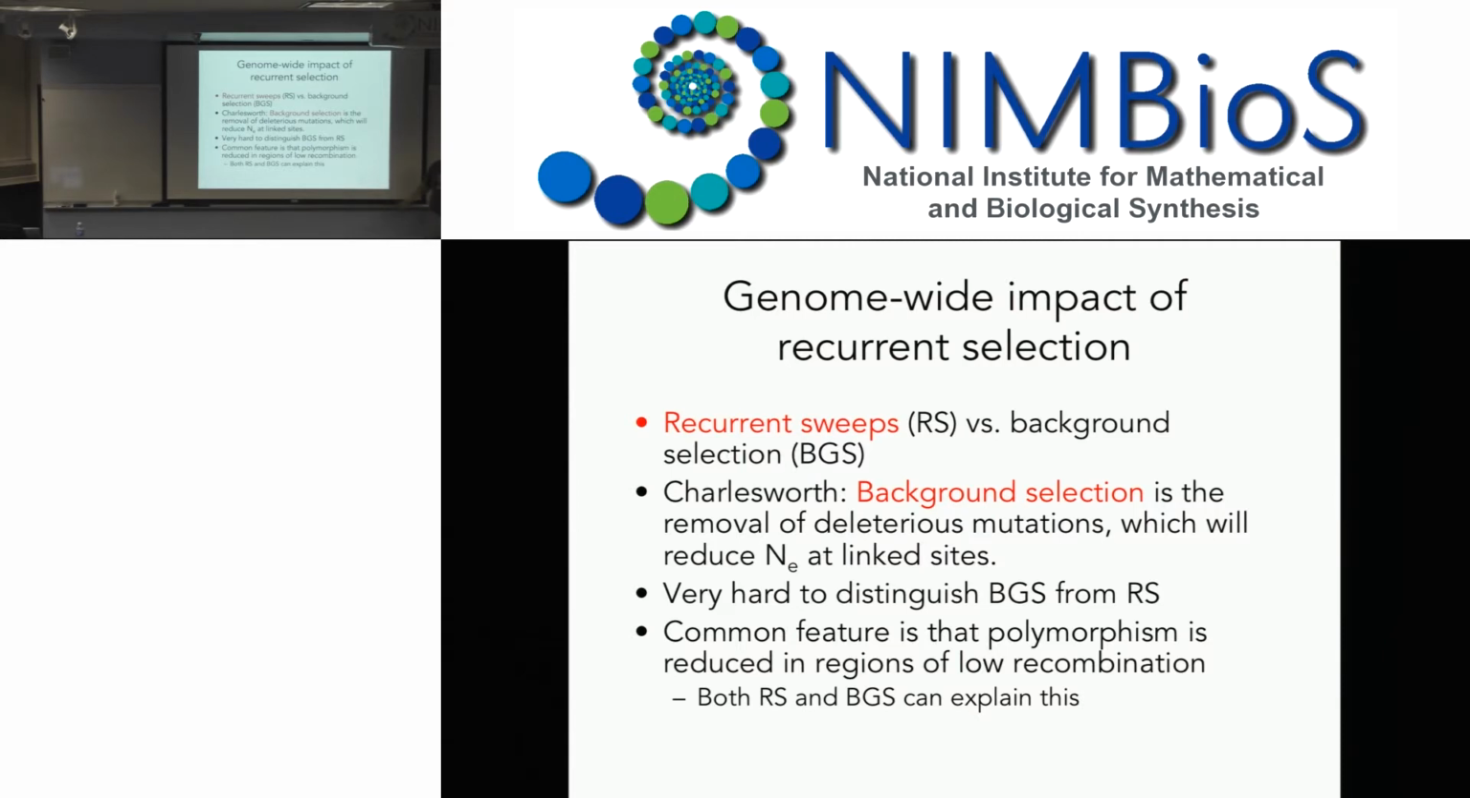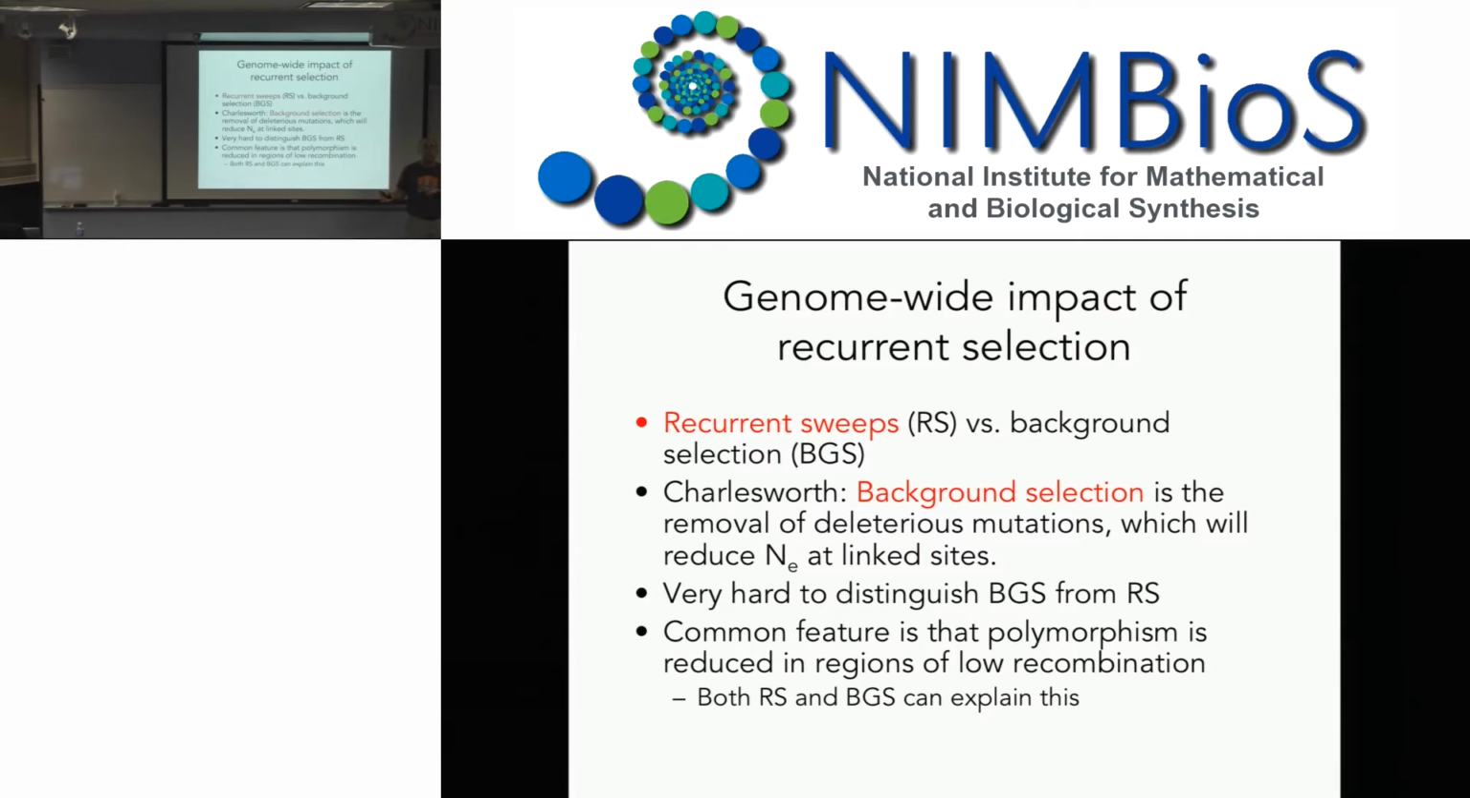And you can think about that time in a coalescence tree as one measure of effective population size. So we expect background selection to always be occurring because deleterious mutations arise and they're removed. The issue is, what's the relative importance of these two? And the bottom line is, it's extremely hard to distinguish background selection from recurrent selection. One common feature that you see in almost all genomes is, if you scan across a genome and have some measure of average recombination rate and some measure of polymorphism, there's a positive correlation.